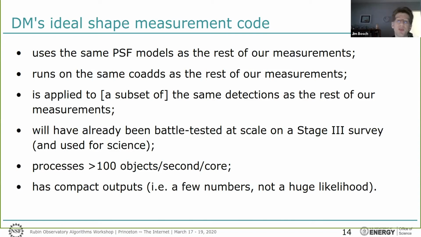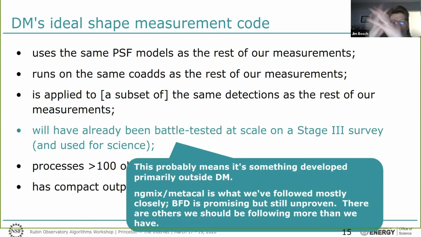We'd like to have something that processes more than 100 objects per second per core. I'll come back to that in a moment. And I think we need something that has compact output, something that reports a few numbers per object, not an enormous likelihood per object. So let's unpack this a bit.